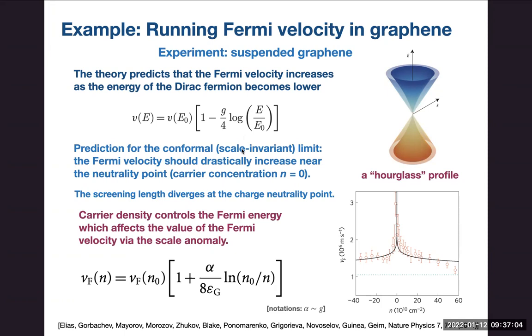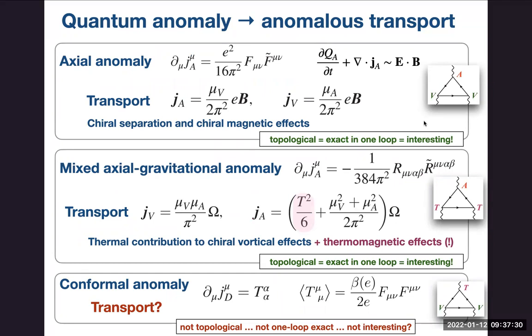I would like to say that this could be the manifestation of the running velocity in graphene. It's one of the interesting examples which was predicted theoretically in perturbation theory and then found experimentally in real graphene, in a real system. So in any case, we know that VF, the Fermi velocity, should run with energy. That's clearly seen here. Okay, so quantum anomaly: if you have some anomaly, you must have some transport.